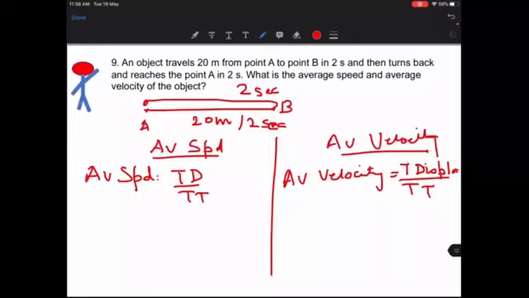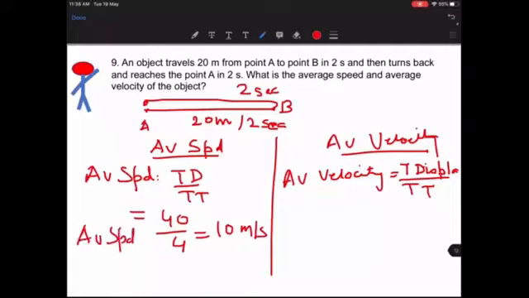Now look at this. What is the formula for average speed? It is total distance upon total time. What is the formula for average velocity? It is total displacement upon total time. There is a lot of difference between distance and displacement that we learned. Okay, so let's see what is the total distance. Total distance is going to be 40 meters because 20 it goes and 20 it comes back. Okay, what is the total time? 4 seconds. So what is the average speed we are getting? 10 meters per second. So average speed is 10 meters per second.